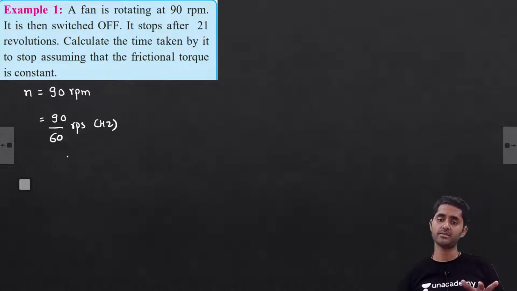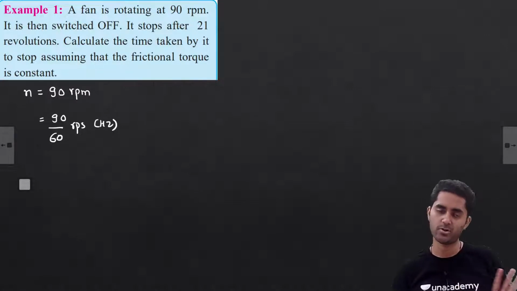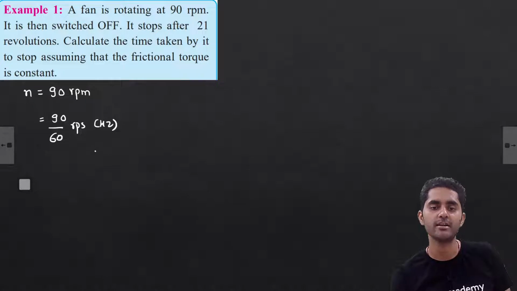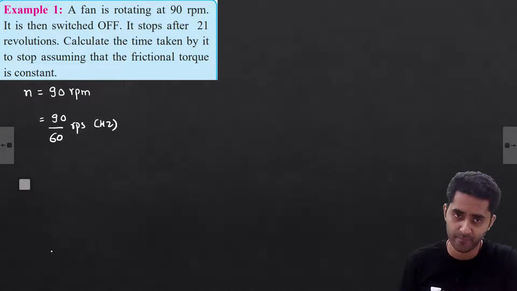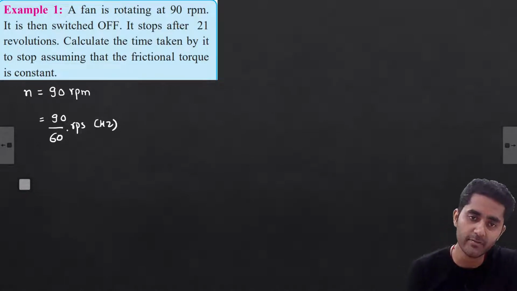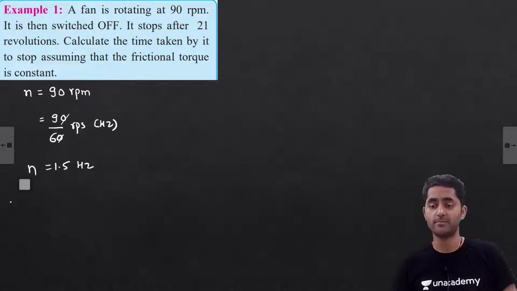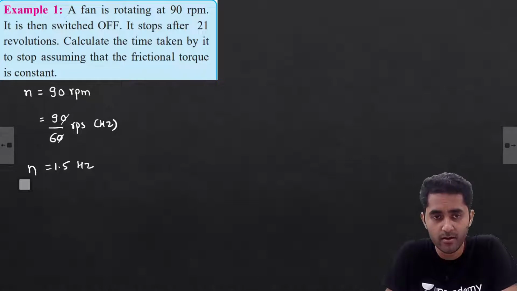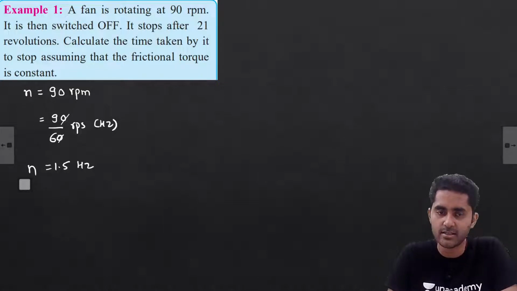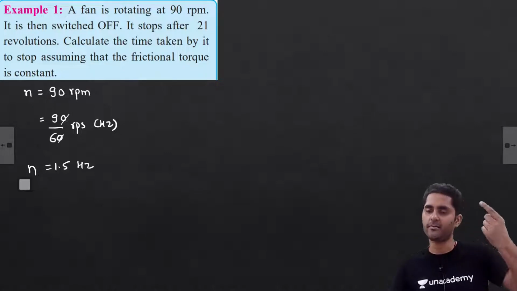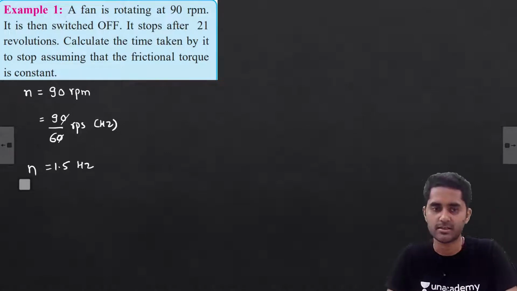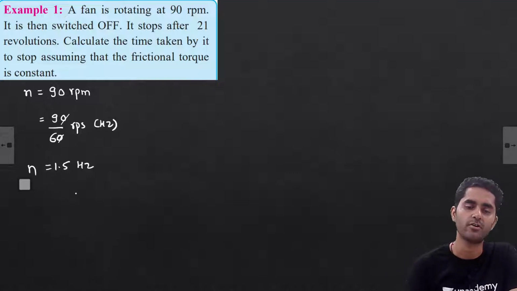If you write rps, it is fine. If you write hertz, it is also fine. Hertz means rps, that is rotations per second. So per second it will rotate 90 by 60, that is equal to 1.5 hertz. That is the frequency, 1.5 rotations per second. In 1 minute it rotates 90 times, so in 1 second it will rotate 90 by 60 times. So you have to divide it by 60. So now I have the frequency of it.